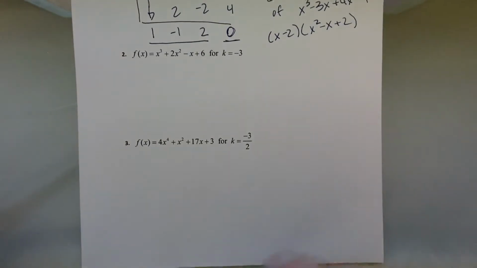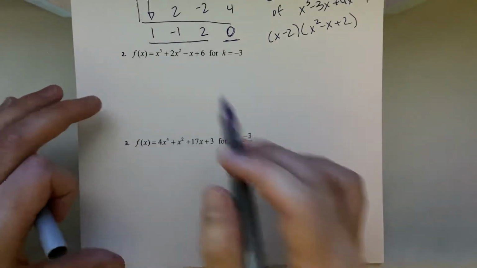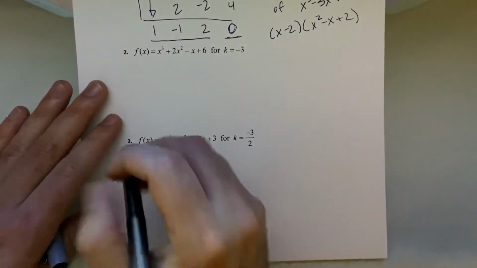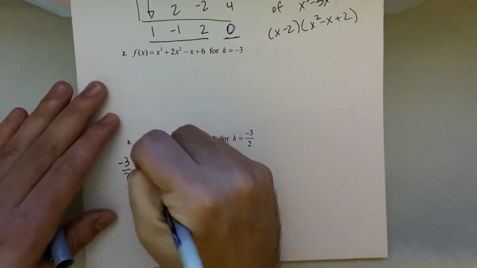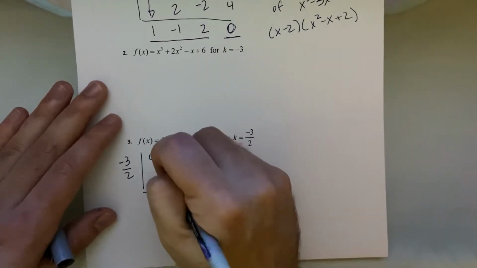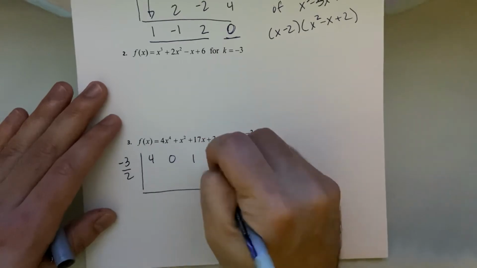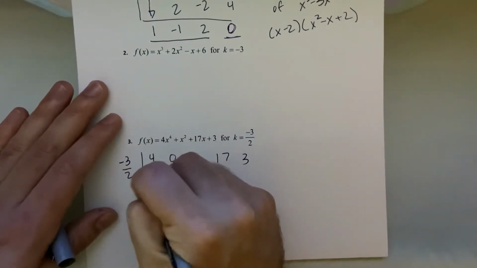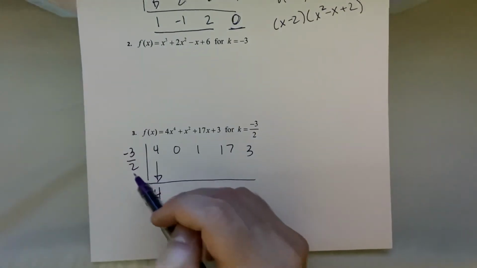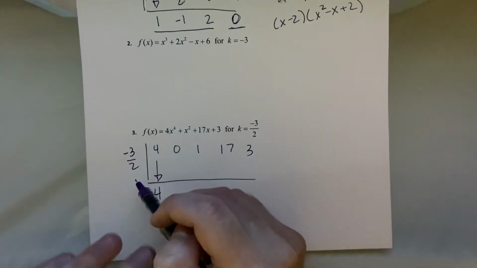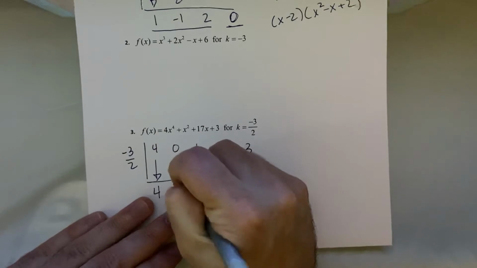So I can keep going. I'm going to leave number 2. Let's do the one where it asks for the fraction, negative 3/2. 4. There's a missing x cubed term. Keep that in mind. 4 comes down. 4 times negative 3/2. 4 divided by 2 is 2, times negative 3 is negative 6.